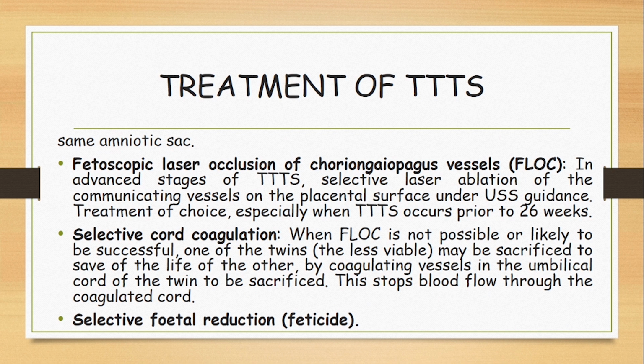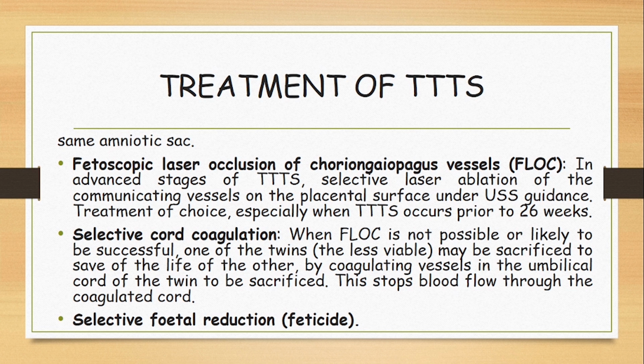The third type of treatment I can offer is fetoscopic laser occlusion of chorioangiopagus vessels. This is for advanced stage TTTS, and the experience is still very, very limited. We can do a selective cord coagulation. In this type of case, we may have to sacrifice the life of one of the twins, but usually it is the donor twin that may be sacrificed. This will stop blood flow through the coagulated cord.